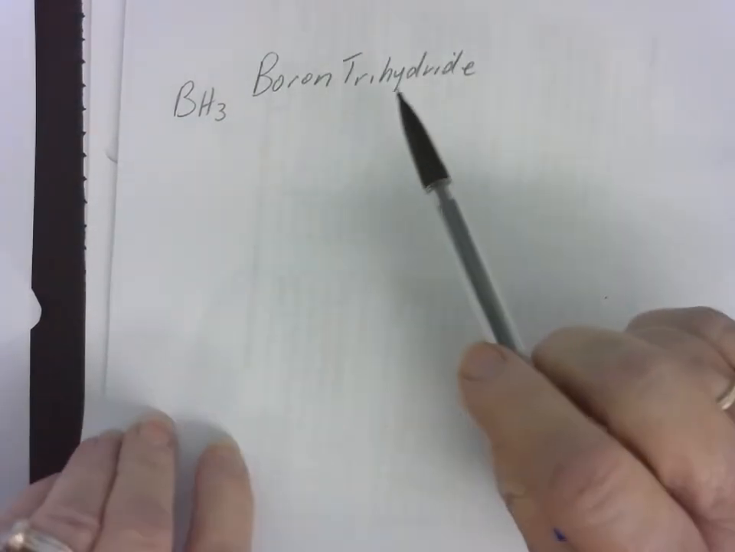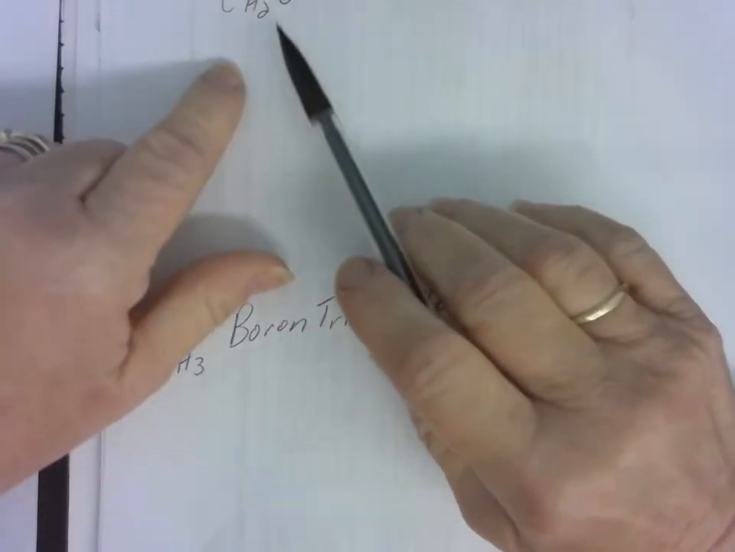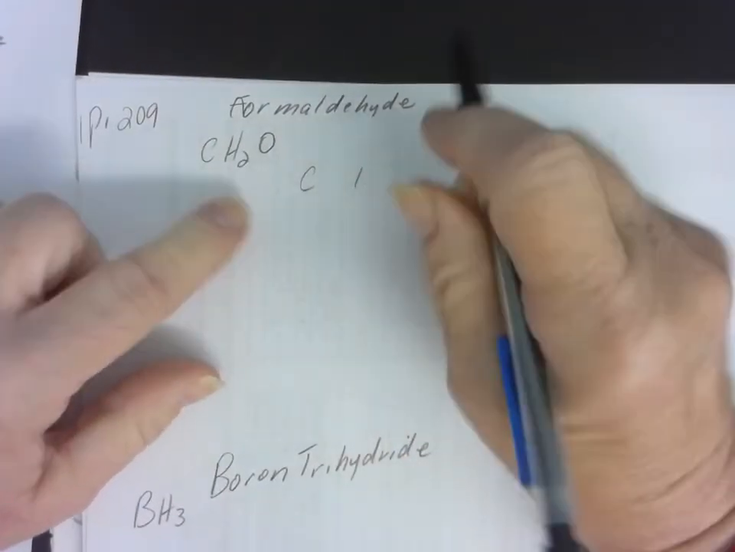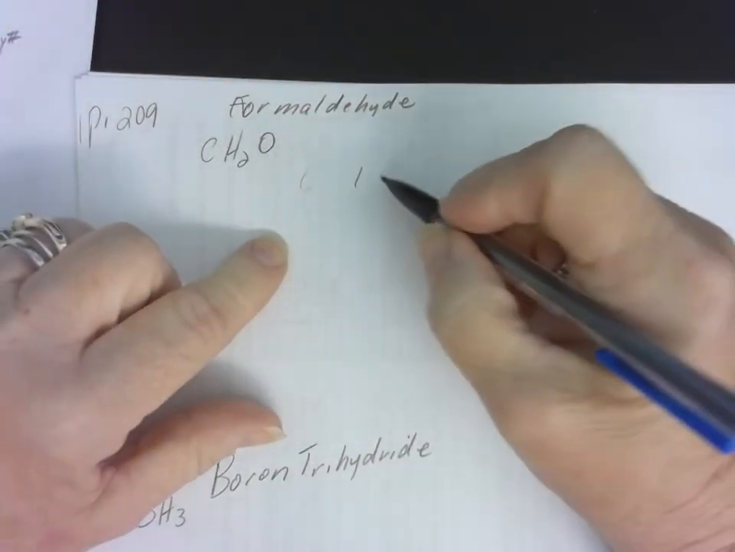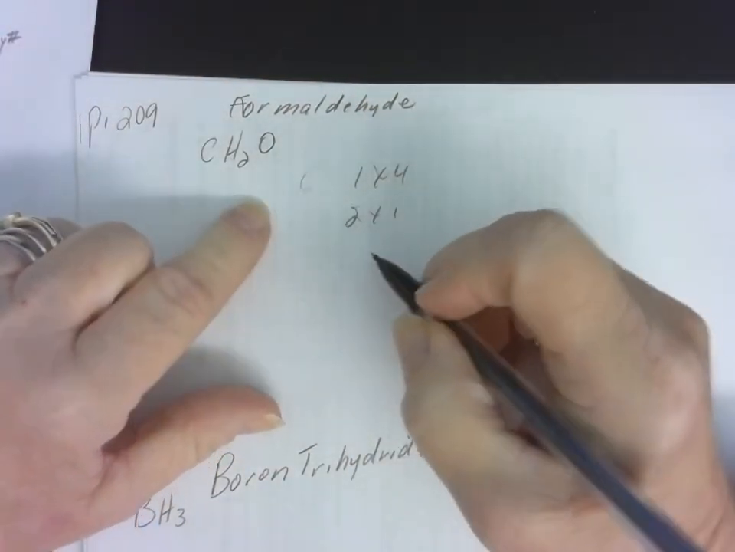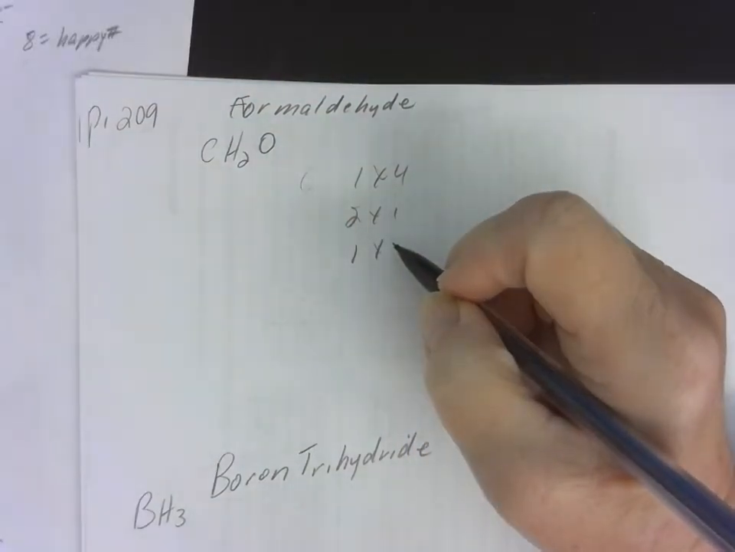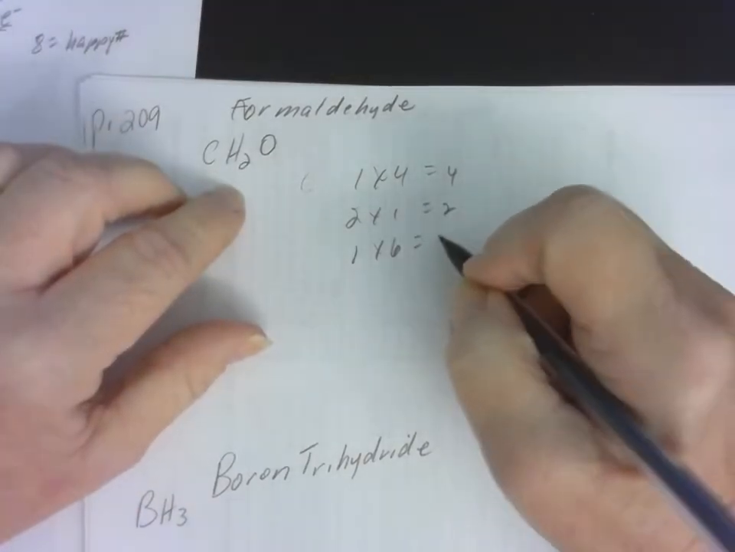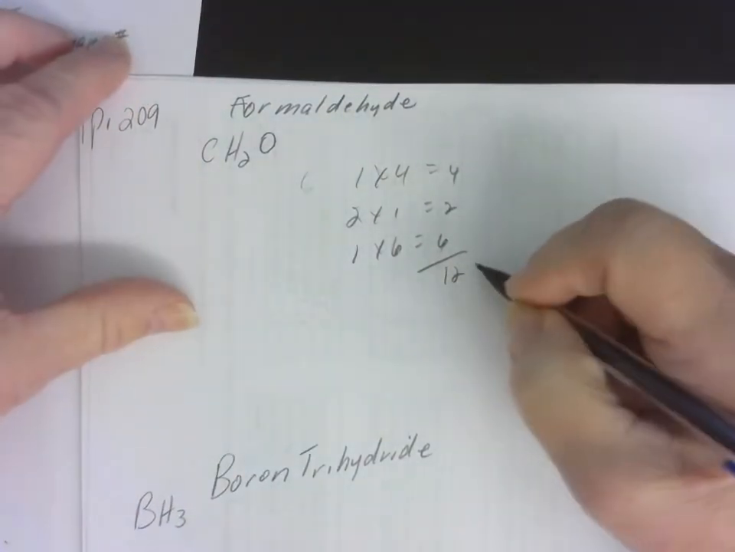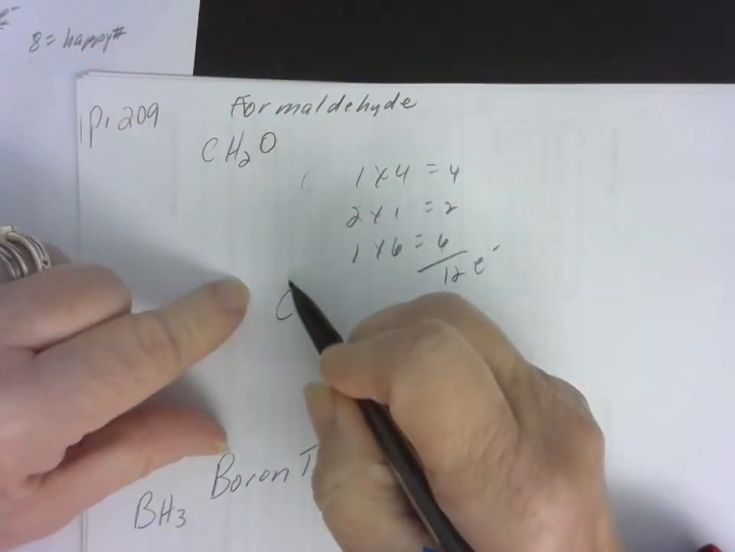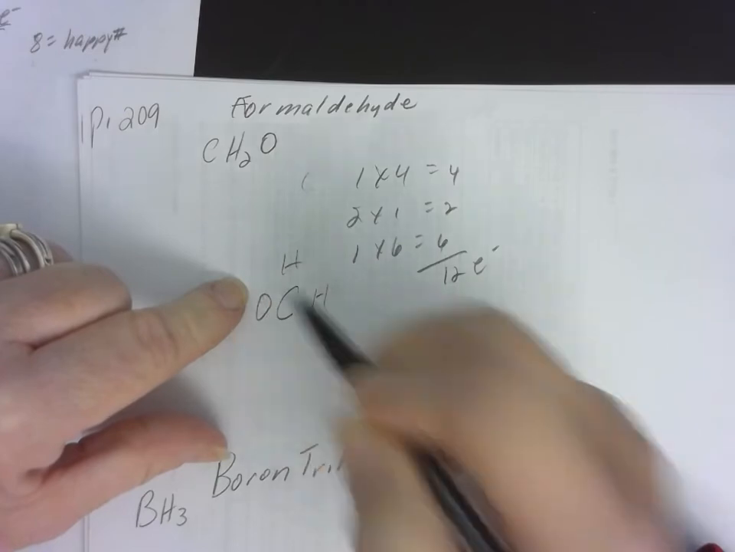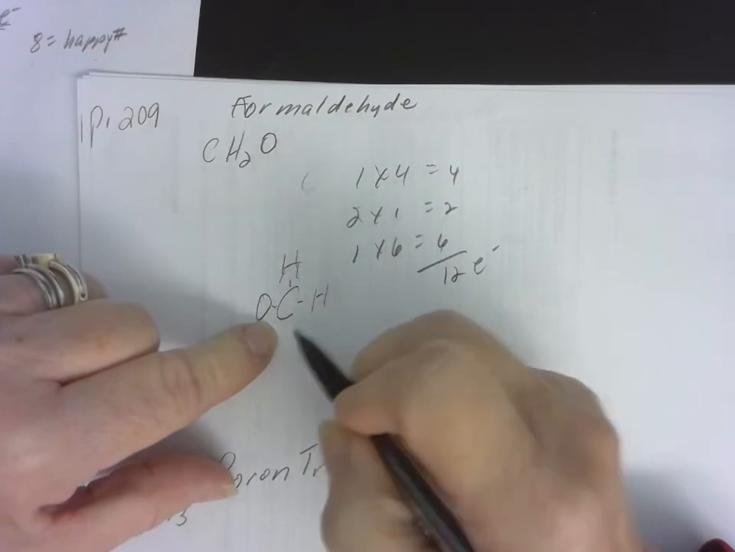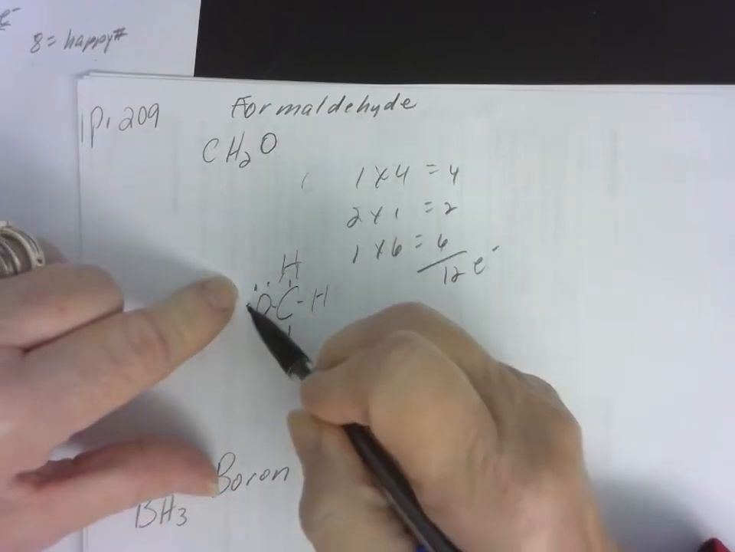Formaldehyde. So carbon, one carbon times 4, 2 hydrogens times 1, and 1 oxygen times, it's in group 6. Group 6. So we have 4, 2, 6. So we have 12 electrons. And now we're going to put carbon in the middle, and we're going to put the hydrogens around it and oxygen. So here we have 2, 4, 6, 8, 10, 12.